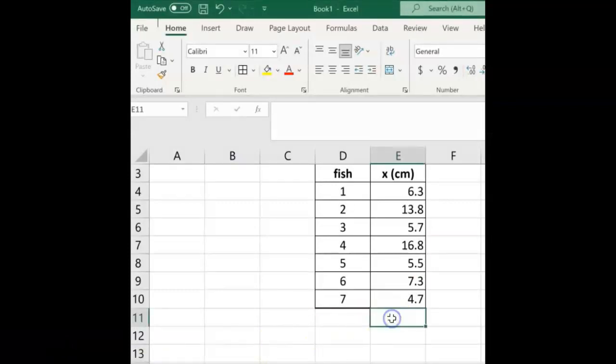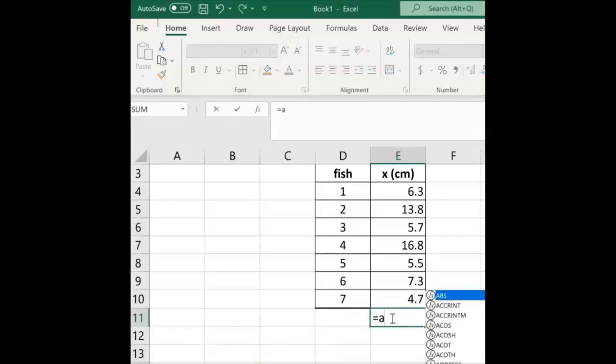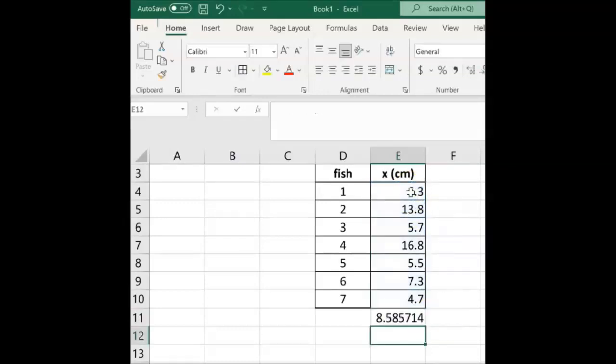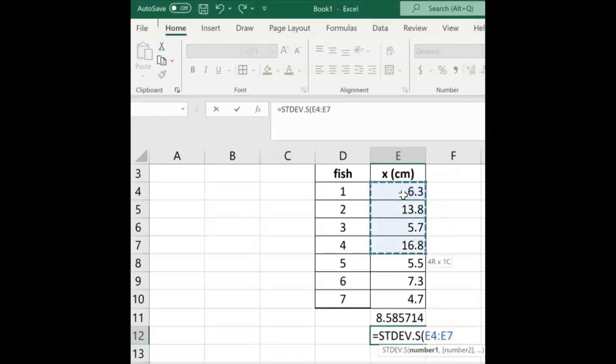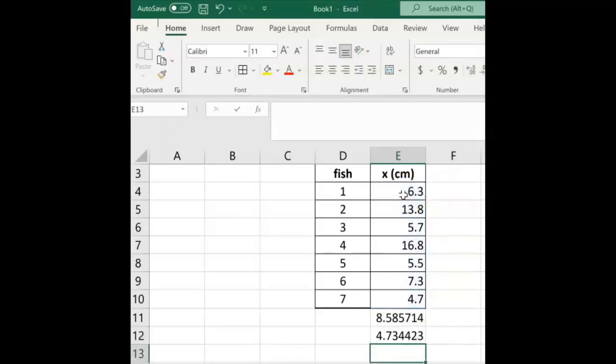This is Excel, but it works just the same in Google Sheets. In a blank cell, type the equal sign, then start typing average. The function for average will pop up. Double-click, then highlight the cells with your data. Then put in a right parenthesis and click Enter. For standard deviation, do the same thing using the function stdev.s. Voila!